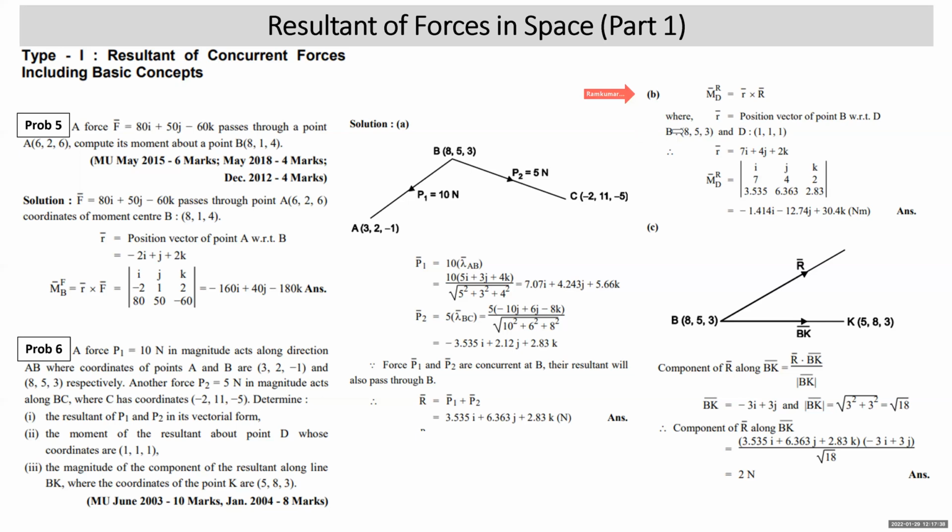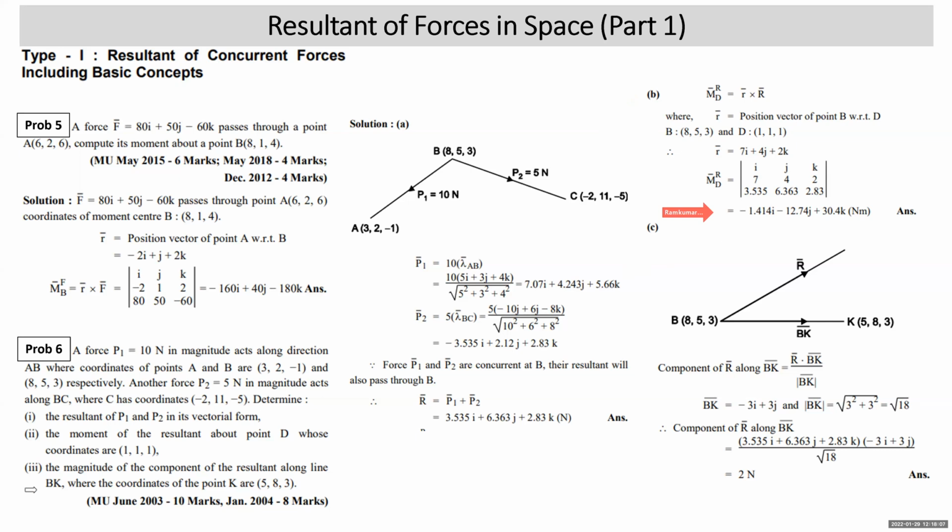So R bar will be the position vector of point B with respect to D. Coordinates of point B are 8, 5, 3. Coordinates of point D are 1, 1, 1. So R bar will be B minus D: 8 minus 1, 7i; 5 minus 1, 4j; plus 3 minus 1, 2k. So the moment of the resultant about D has i, j, k coefficients 7, 4, 2. That is the R bar coefficients. And the force coefficients 3.535, 6.363, and 2.83. Use a calculator. You get the moment of the resultant about D: minus 1.414i, minus 12.74j, plus 30.4k.